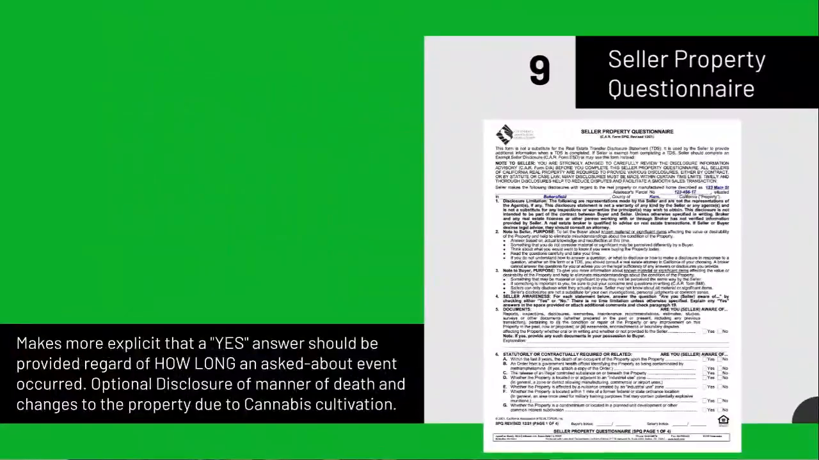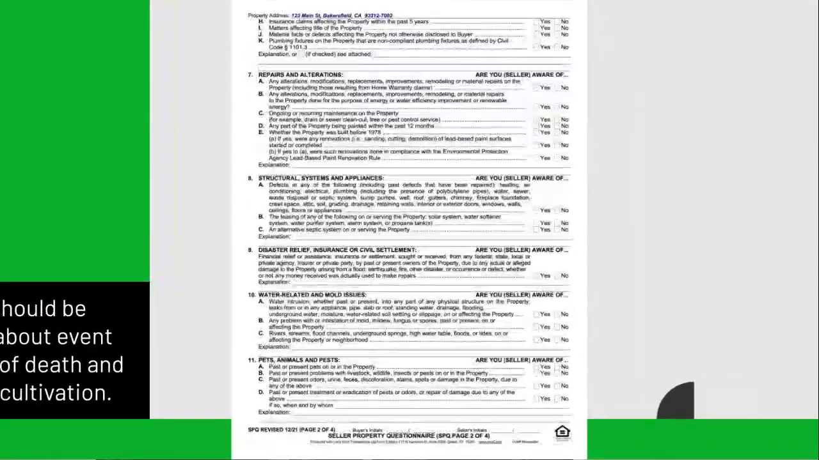And lastly, our seller property questionnaire just further clarifies that if the answer to these questions is yes, it doesn't matter how long ago it happened. If a pipe burst 10 years ago, it's still something that should be disclosed. If somebody died 3 years and 1 day ago, it still should be disclosed. It's more of a risk management good practice to go ahead and answer yes, regardless of how long ago the asked about event occurred. If you have questions, please feel free to see me.